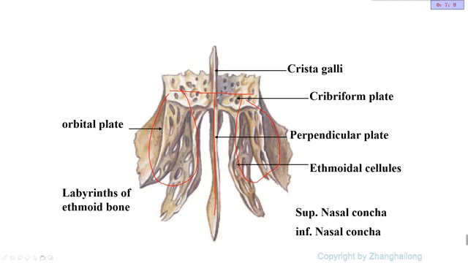And here is the crista galli. The labyrinth means all the small cellulae. The cellulae mean small rooms or small cavities in it. They communicate with each other and form the labyrinth. Okay, here is the labyrinth, and in this picture you can see there are some processes that go downwards: the superior and inferior nasal conchae go downward from here. Okay.